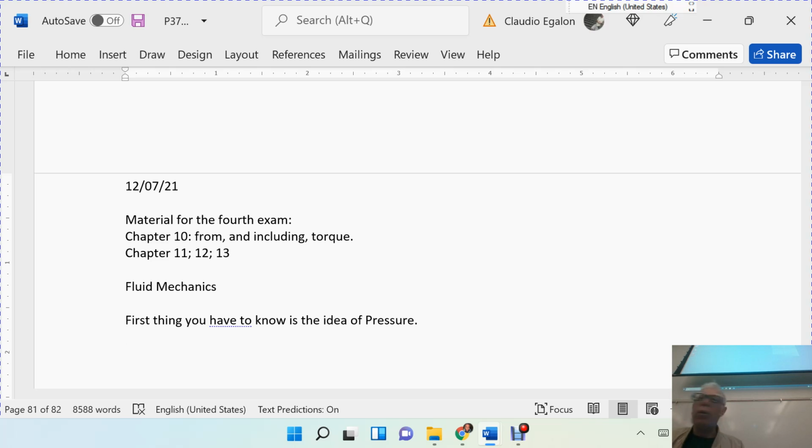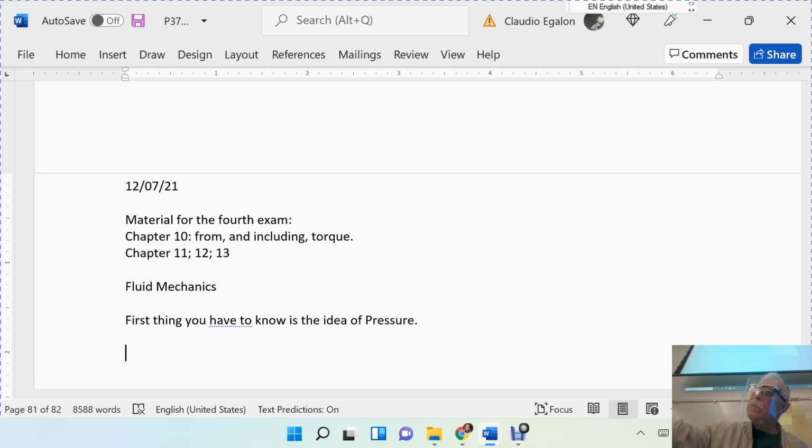Okay, I'm going to use this one here. We have this object here that has a weight and has this cross-sectional area and so on. So the pressure depends on the force and depends on the area that's contacting the surface. That's what the pressure depends on.